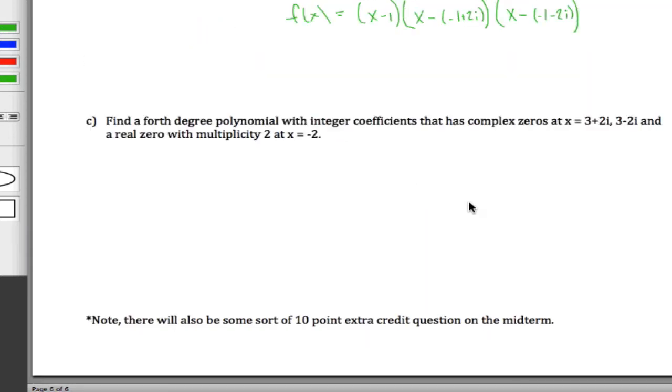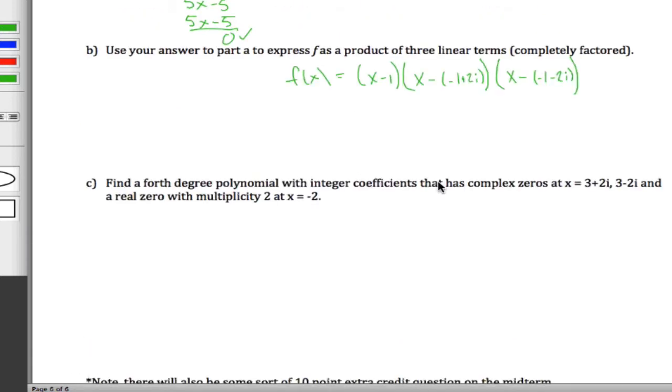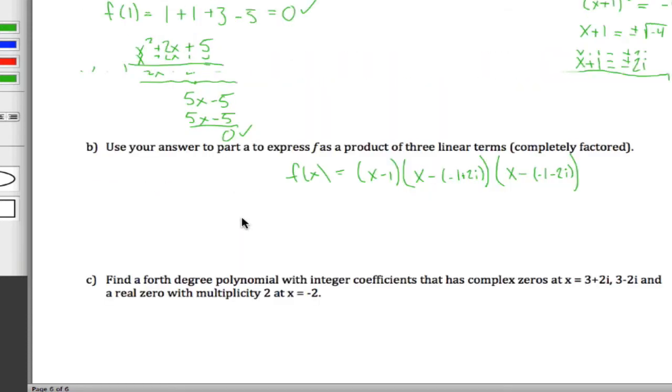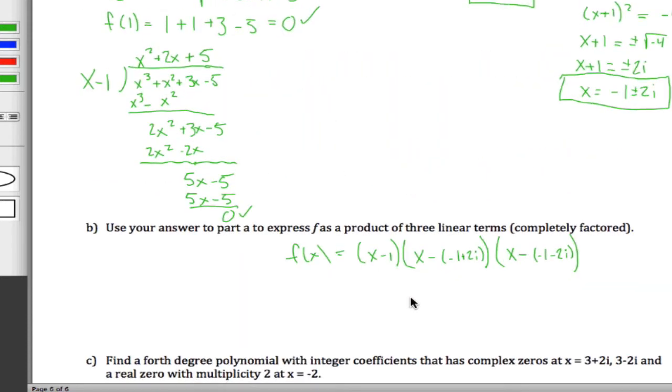So the last problem is kind of working backwards. What it's saying here is they're giving you all the zeros. They're saying we got a 0 at 3 plus 2i, 3 minus 2i, and -2. And they want to know what the polynomial must have been. And so you're kind of redoing steps A and B, but backwards.